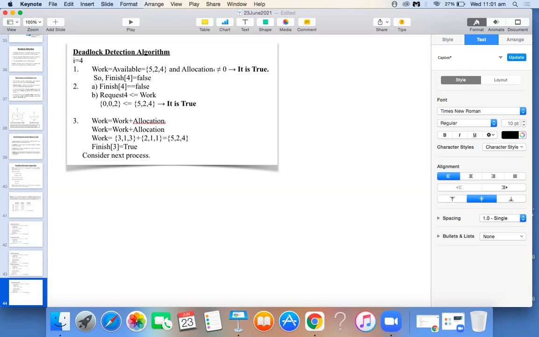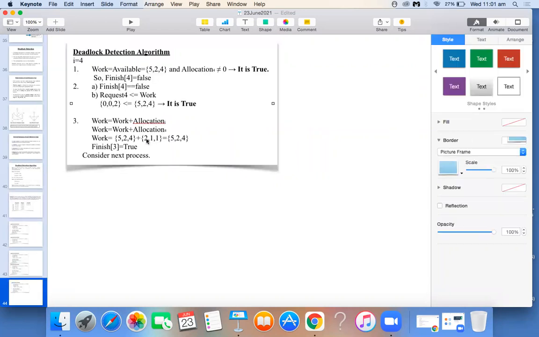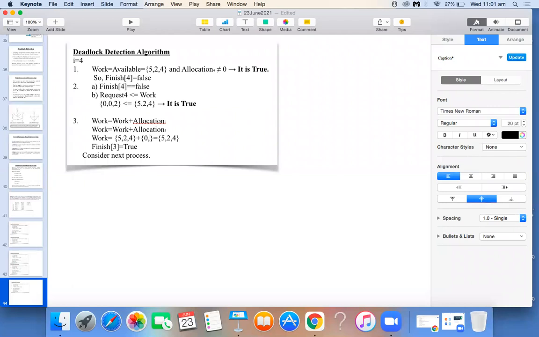So work is equal to work plus allocation of 4. Okay, so 5 2 4, that is your work. So what is the allocation of 4? It is 002, right? So write that one, 002. So add and tell me how much it comes. Add this one, 5 2 6. 5 2 6, correct? Okay, so make that process as completed now. Finish of 4 is equal to true.